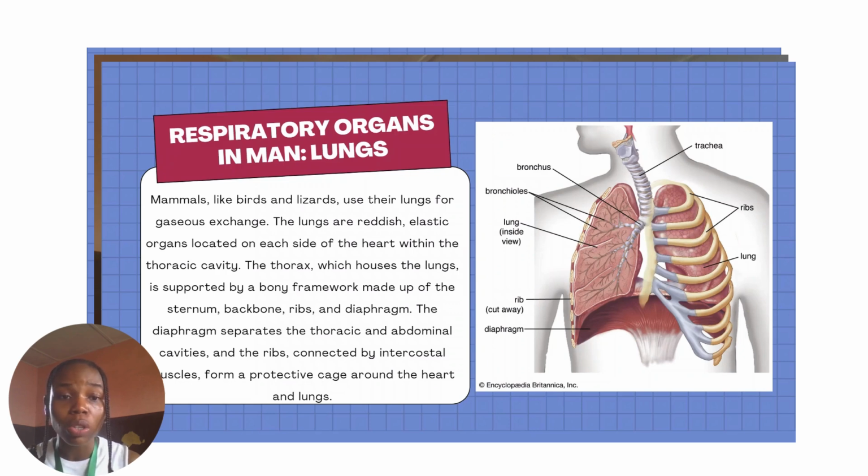And because the lungs are also a delicate organ, that is why they are protected by the thoracic cavity. Now, the diaphragm separates the thoracic and the abdominal cavities, and the ribs, connected by the intercostal muscles, form a protective cage around the heart and the lungs. And why are they forming a protective cage?